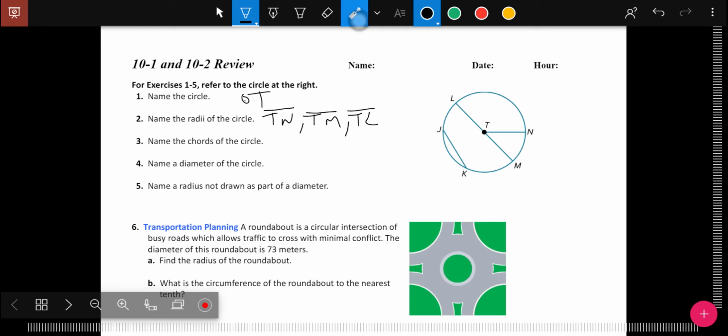The chords are any line that starts and ends on the circle. And so in this case, LM is a chord and JK is a chord. So there's two chords. LM is a chord, but it also goes through the center, and so it is the diameter. And for the name of a radius that is not drawn as part of the diameter, there's three different choices there. The only one that isn't also part of LM is TN.